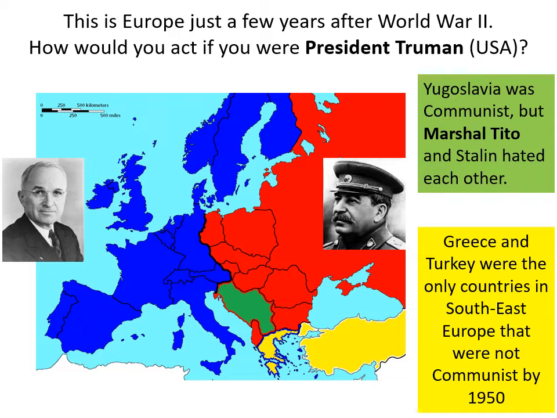The blue countries are capitalist and democratic, but there's no reason why they have to stay that way. Czechoslovakia, for example, just to the east of West Germany, had been overthrown by communists in 1948. Finally, we've got those yellow countries towards the southeast. They're Greece and Turkey. And at this point, they are specifically fighting communists within their own countries as well.